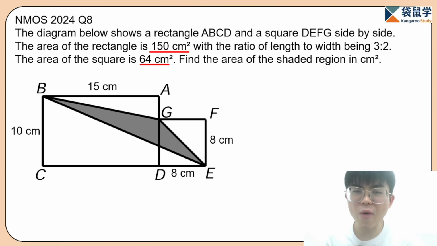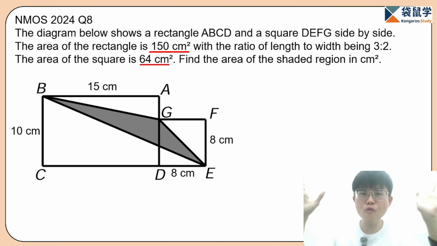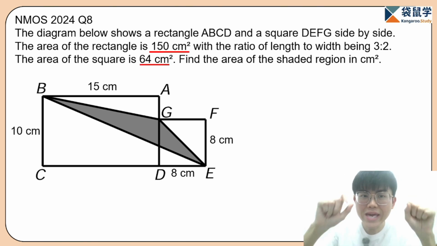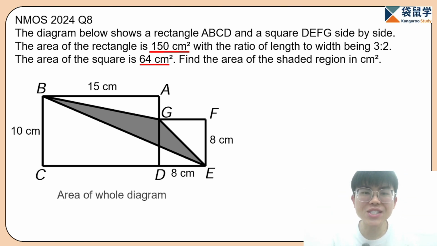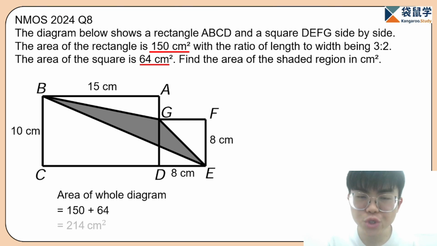Are we able to find the total area of the whole figure? We can actually do that. To find the total area, we just use 150, which is the area of the rectangle, plus 64, which is the area of the square, and it is equal to 214 cm square.